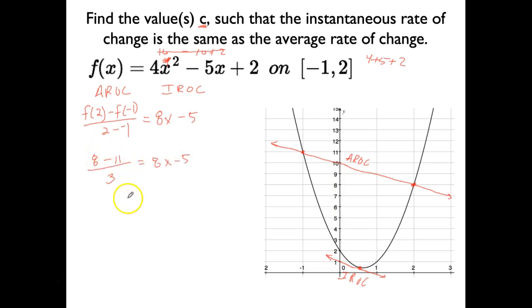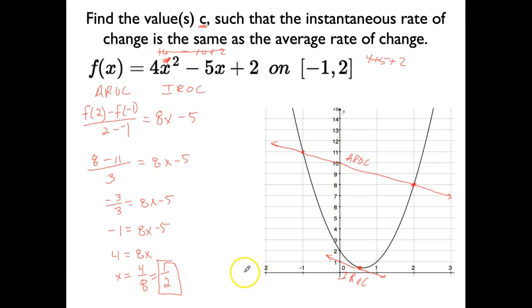Okay, 8 minus 11 is going to be -3 over 3 equals 8x minus 5. It's going to be -1 is equal to 8x minus 5. And add the 5 over, so it's going to be 4 equals 8x. And divide by 8, so x is equal to 4 over 8, or the same as 1/2. And look, that's exactly where we said there would be a point at which the slope might be similar to this average rate of change here. So that's the C value guaranteed by the mean value theorem.